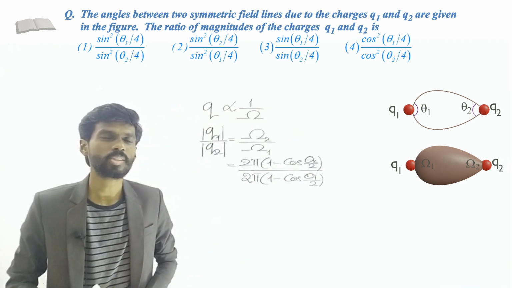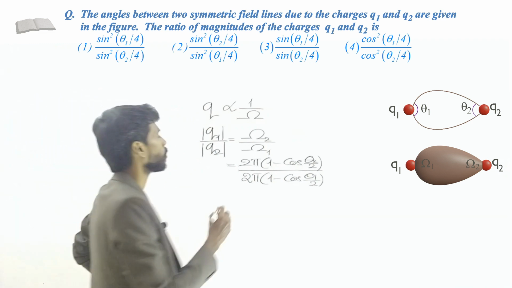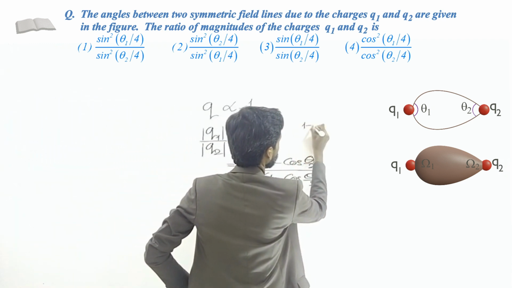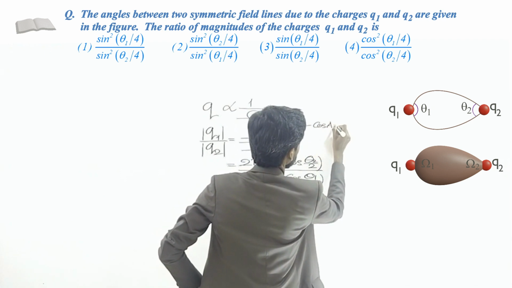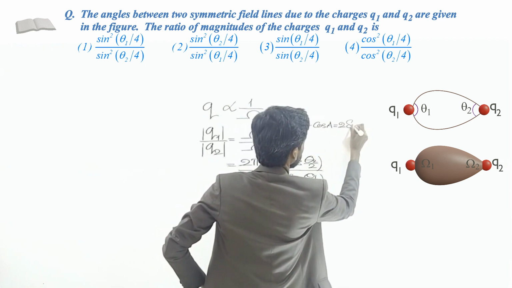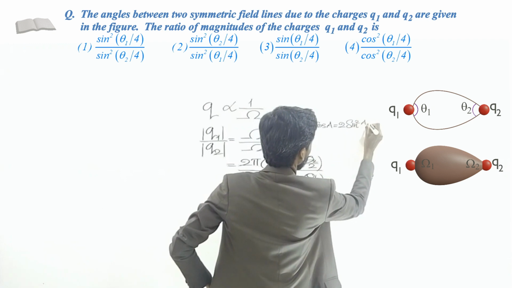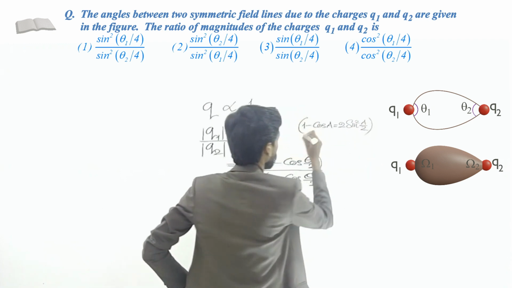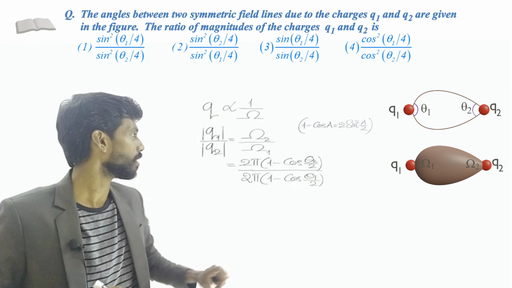So what is the formula? We have to use some trigonometric identities. Do you remember this formula? 1 minus cos A equals 2 sine squared A by 2. So this is one trigonometric relation. Let us use that relation to simplify this.